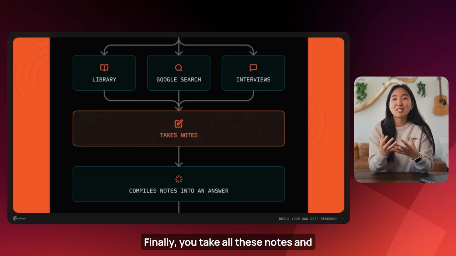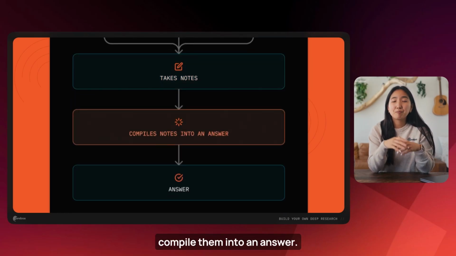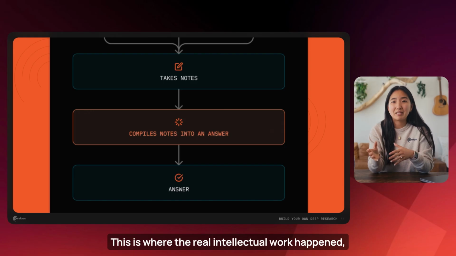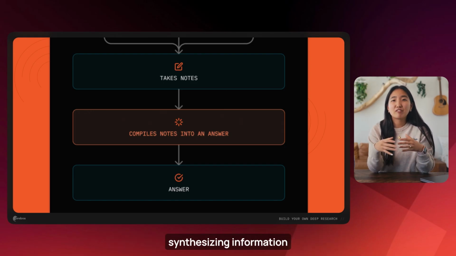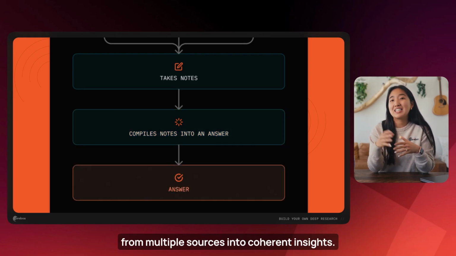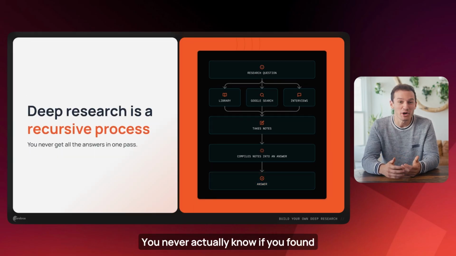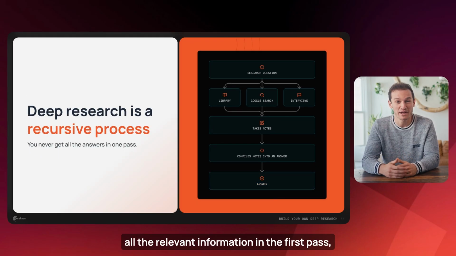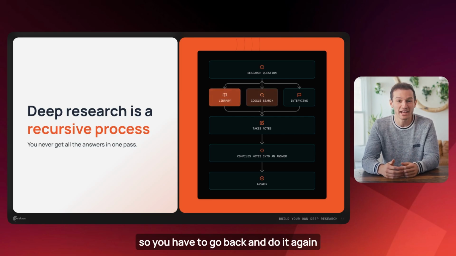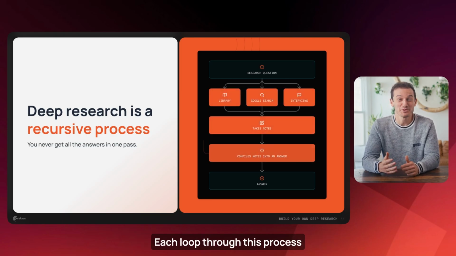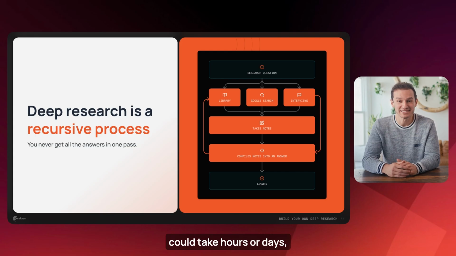Finally, you take all these notes and compile them into an answer. This is where the real intellectual work happened, synthesizing information from multiple sources into coherent insights. In reality, research is a recursive process. You never actually know if you found all the relevant information in the first pass, so you have to go back and do it again with your new knowledge. Each loop through this process could take hours or days, and there's always this nagging feeling that you might have missed something important. Luckily, AI can do days of research in 30 seconds.